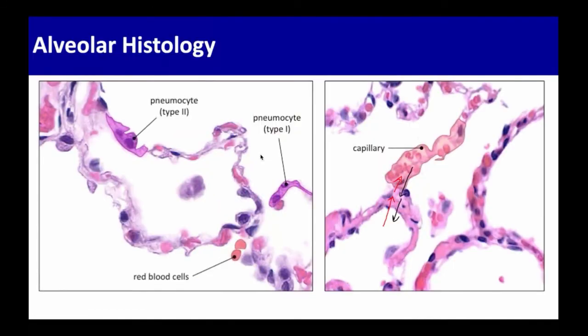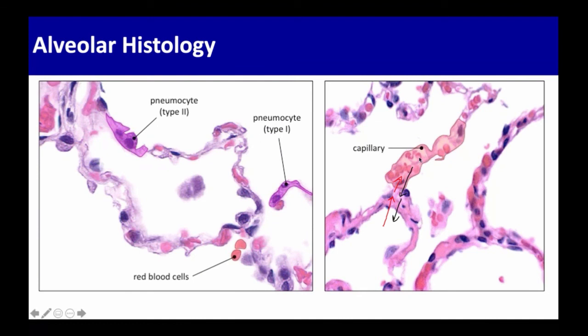So if we look at histology, this is very up close and personal, probably a magnification of 1,000 times life size. A pneumocyte is a lung cell, and you can see really clearly here the squamous epithelium of the alveolus. You don't need to know the difference between type 1 and type 2 pneumocytes. If you care, type 2 are the ones that make surfactant. Type 1 are the ones that are involved in gas exchange.